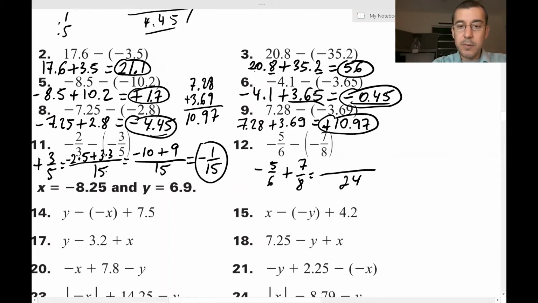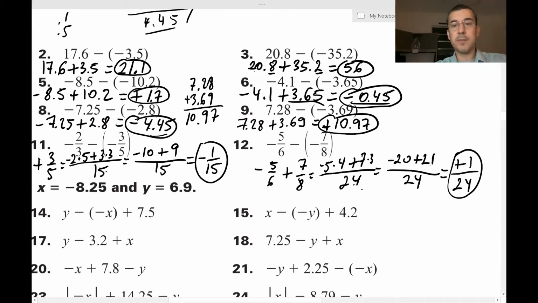How did we get 24 from 6? We multiplied by 4, so we have to multiply minus 5 by 4. And then plus, now 8, we got to 24 by multiplying 8 by 3, so we have to multiply 7 by 3. So this is minus 5 times 4 is minus 20, plus 3 times 7 is 21, over 24. Which one is greater, 21 or 20? 21 is greater, so plus, 21 minus 20 is 1. So 1 over 24 is the answer for number 12.